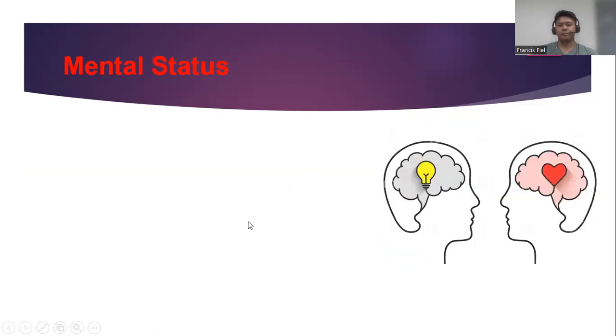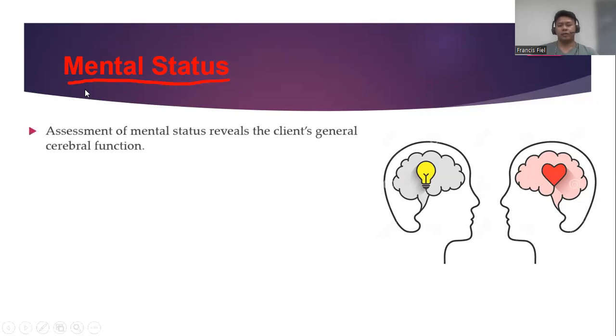Now unahin natin yung mental status, di ba? So, yung una on the list, we have our mental status. So, how do we assess for mental status? So, assessment for mental status reveals the general cerebral function. When you say cerebral function, this is responsible for your, di ba? What function does the cerebral part of the brain do?